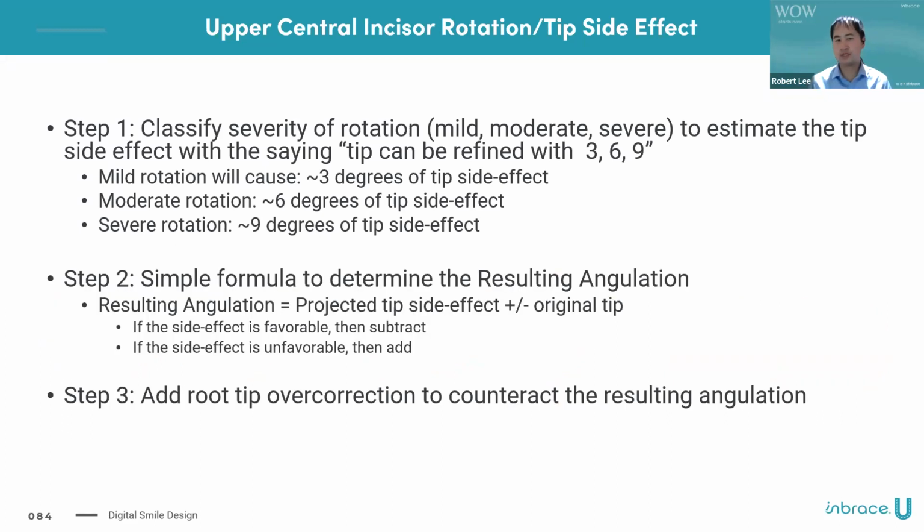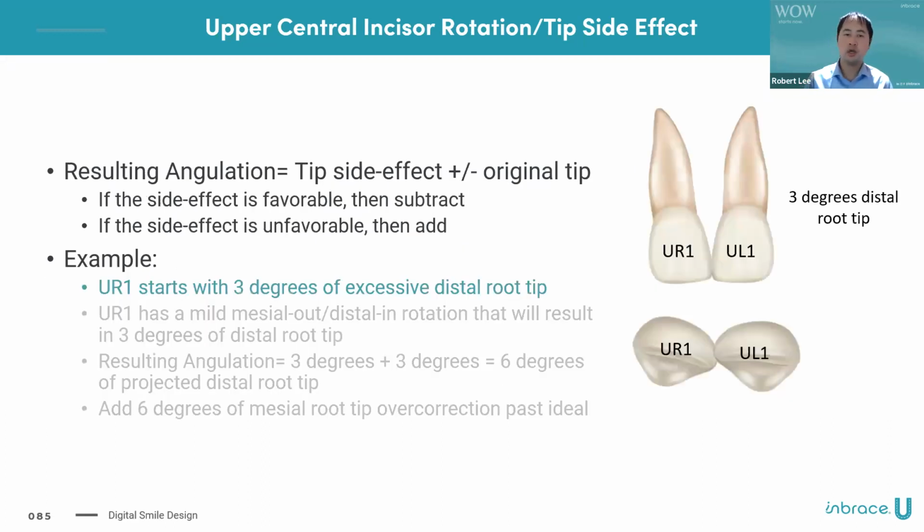So after you know your tip side effect, and you look at what is your rough initial angulation, you combine your initial angulation, your original tip, with the tip side effect, you get your resulting angulation, and then you just add root tip overcorrection to counteract it accordingly. So for this example here, we're starting with 3 degrees of distal root tip.